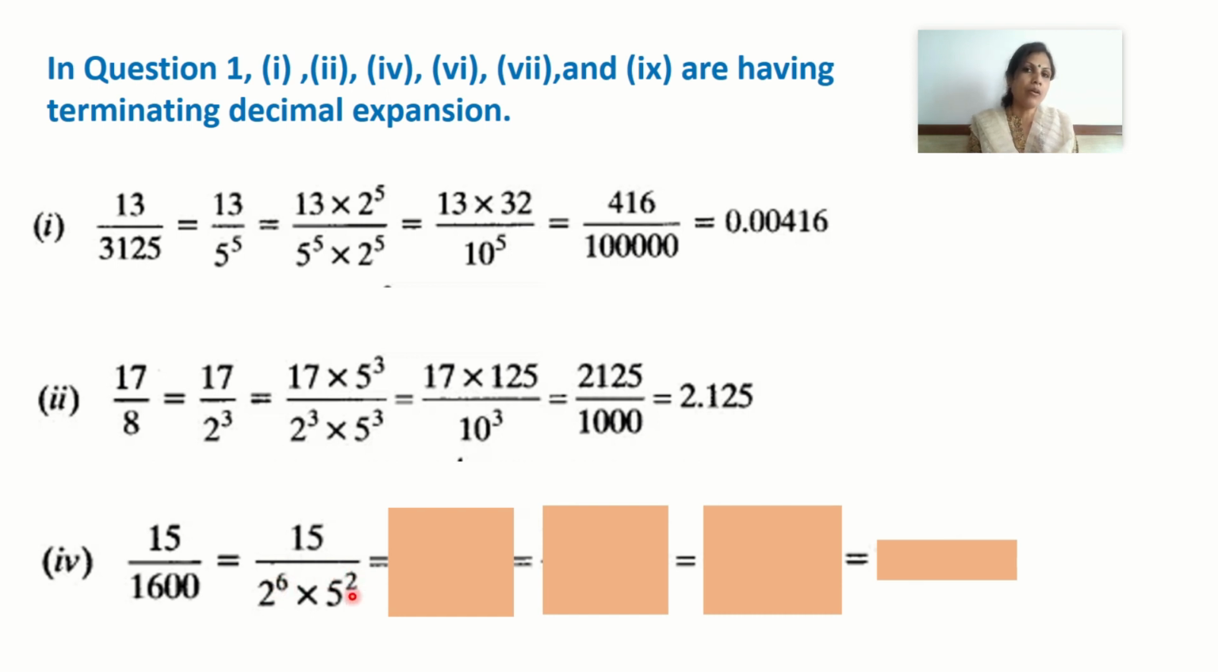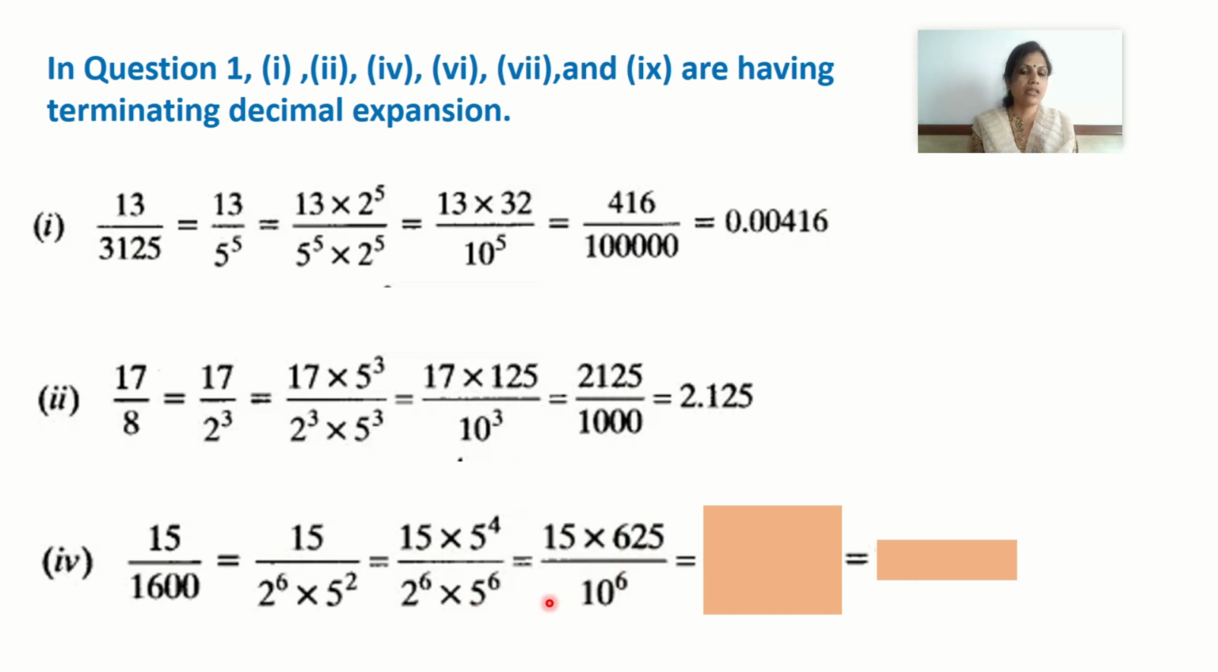I want the power of 5 as 6. For that, what I have to do? I have to multiply and divide the given fraction by 5 raised to 4. So 15 into 5 raised to 4 upon 2 raised to 6 into 5 raised to 2 into 5 raised to 4, that will give me 2 raised to 6 into 5 raised to 6. So now I can write it like this: 15 into 625 upon 10 raised to 6.